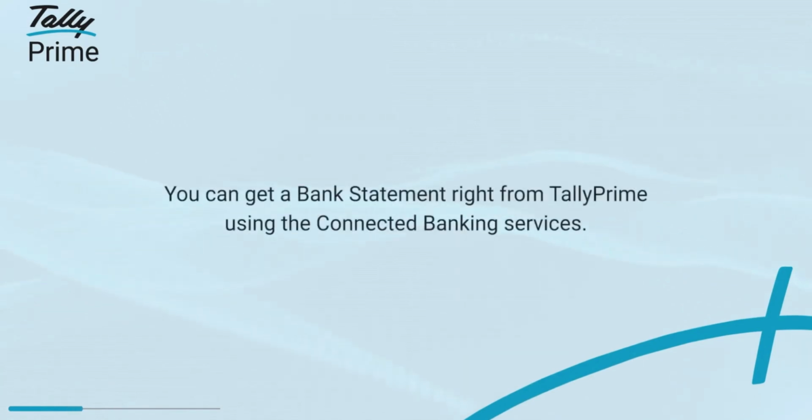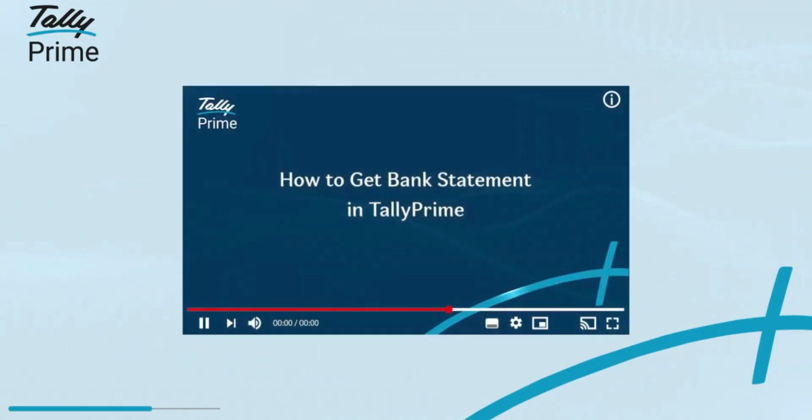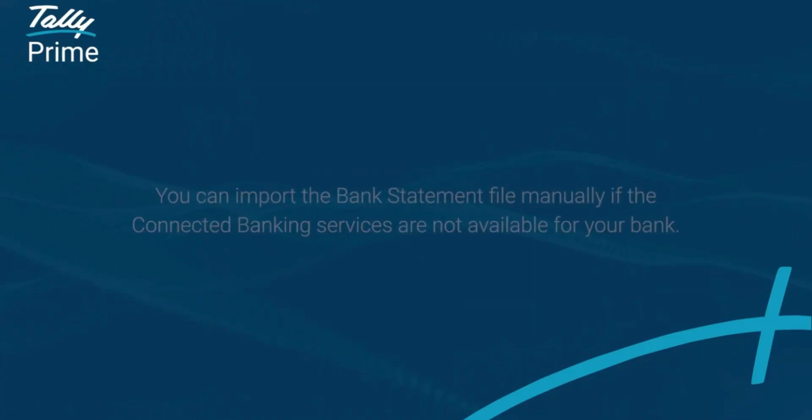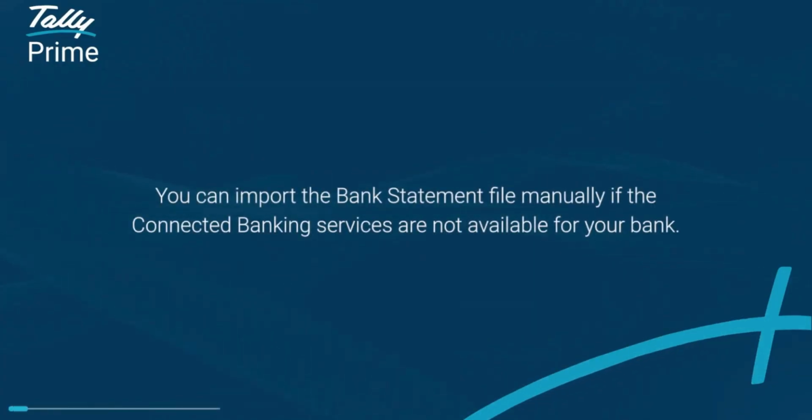Using connected banking services, you can fetch a bank statement directly from TallyPrime. To know more, view the video on Get Bank Statement into TallyPrime. The link is in the description box. If connected banking is not available for your bank, then you can also import the statement. If you are an existing user doing manual reconciliation and want to switch to auto reconciliation, you should import the bank statement for the period with unreconciled transactions.